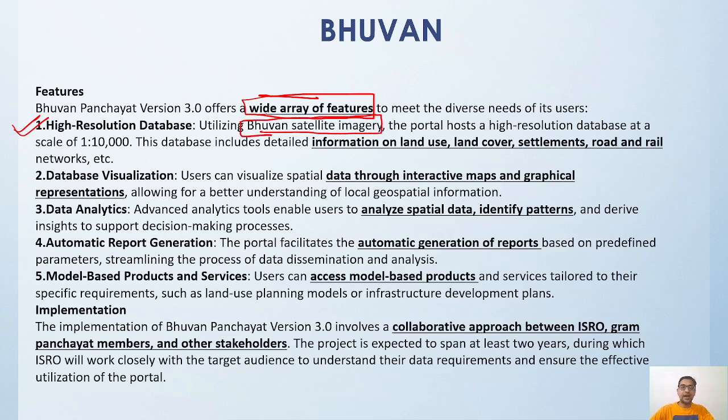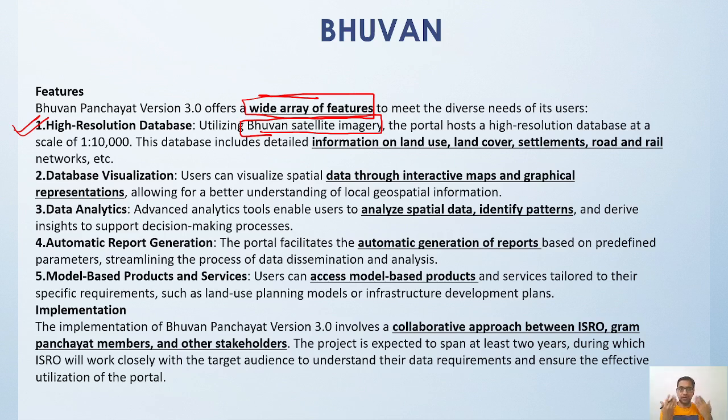So they are getting high resolution images about the land use, about the land cover, about the settlement, where the road is going on, where the rail network is. You are getting the exact high resolution images from the top. Okay, and it is fed onto this portal, right? And based on that, you can visualize the spatial data, interactive maps, graphical representation, whatever you want.